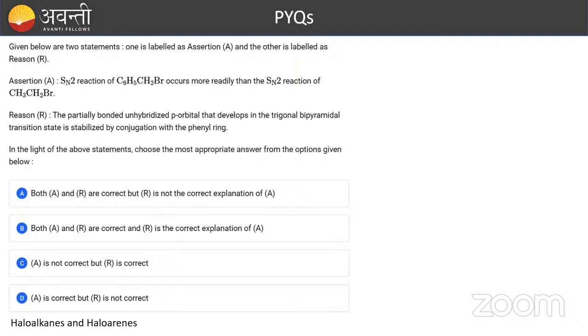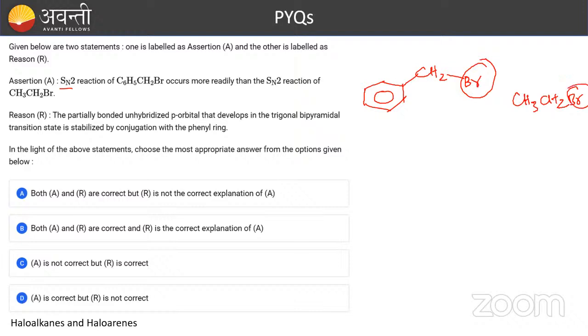Is the assertion correct or incorrect, students? C6H5CH2Br: this component is C6H5, this is CH2, and this is Br. And the other compound is CH3CH2Br. And what is meant by an SN2 reaction? Substitution nucleophilic bimolecular. So the Br will be substituted by some other nucleophile.